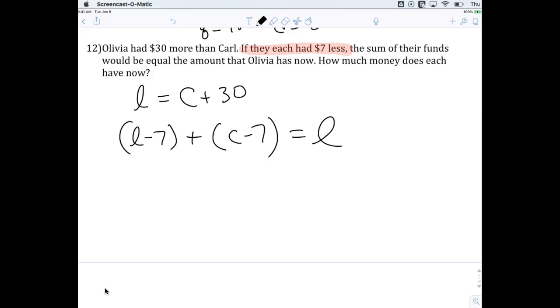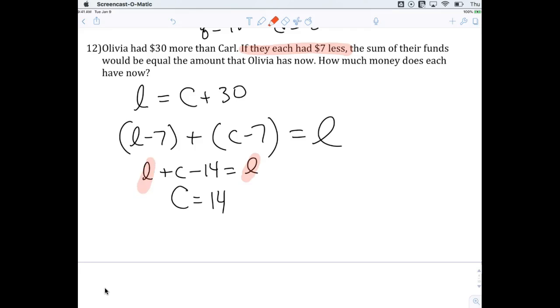All right, now let's simplify. If I simplify that, everybody should be able to say L plus C minus 14 equals L. Now, why is this really nice? What happens to my L's? They cancel. So right off the bat, I know Carl had how much money? $14. How did I get that? Well, I just added the 14 over, because what happened to my L's? They canceled out.